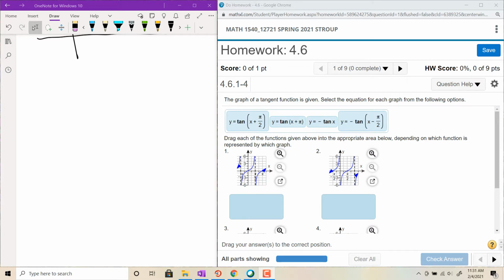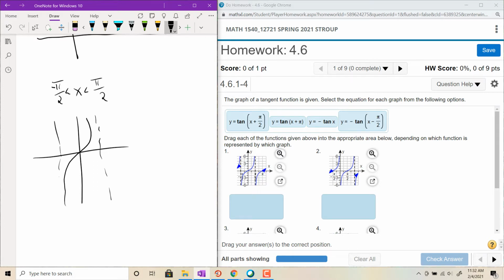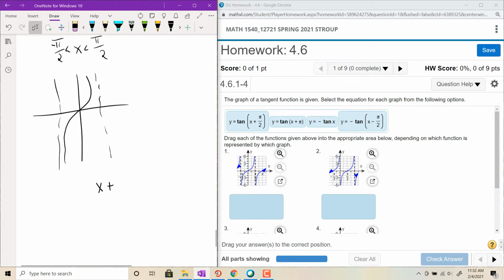All right, so this 4.6, hopefully we're on tangents and secants and all that stuff. So we have the matching problem. Tan, if you recall, has a range from negative pi over 2 to positive pi over 2, and it looks like this in the middle there. Looking at the graphs, it says negative pi over 2 to pi over 2. Let's identify, well, they have two shifted versions.